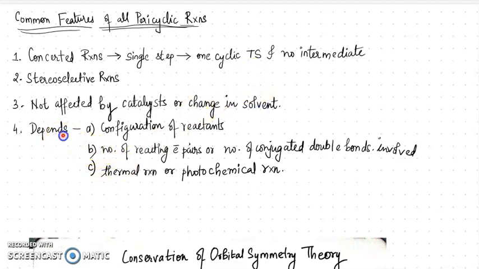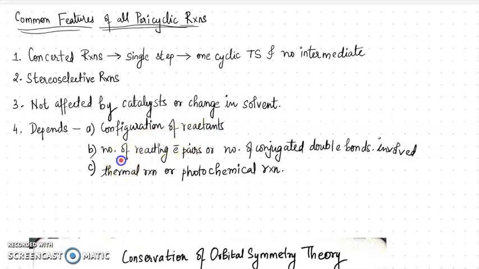Now, this also I pointed out in the previous videos, the fact that these pericyclic reactions very much depend on the configuration of the reactant. Suppose sometimes you start with a cis reactant and you end up with a trans product, or if you start with a trans reactant you end up with a cis product. So that kind of dependence on the configuration of the reactant is very pertinent when you talk about the pericyclic reactions.